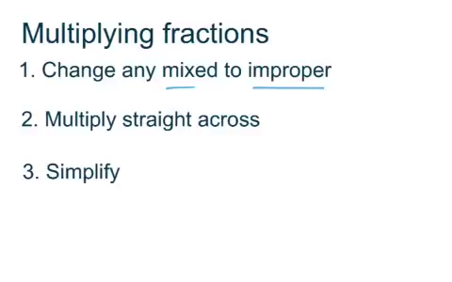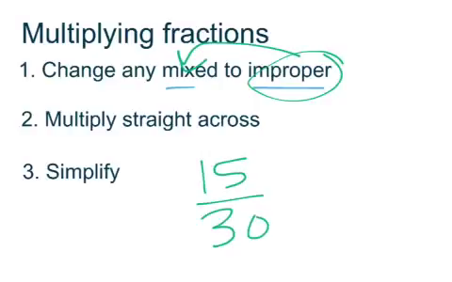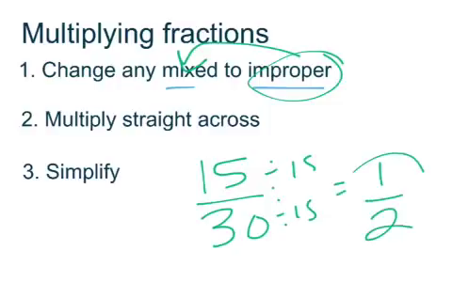That might be changing your number from improper back to mixed, or if you have a number like 15/30, simplifying that down by dividing the top and bottom number by the same number to get a simplified answer.